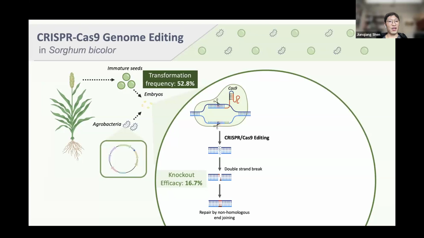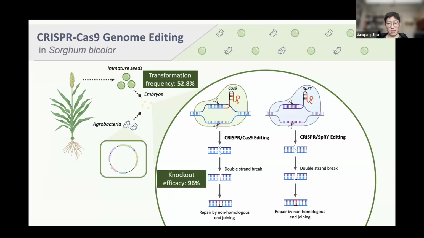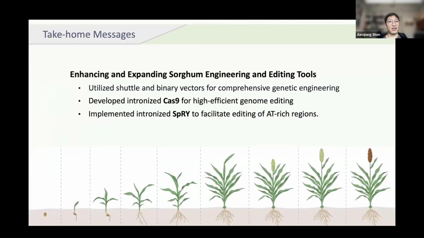Okay, here is a summary. We improved the editing efficiency from 17% to 96%, at least in monocistronic. We also developed a SpRY editing system. And the last slide is the take-home message. We utilized the shuttle and binary vector for genetic engineering, developed the intronized Cas9 for high-efficiency genome editing, and implemented the intronized SpRY to facilitate the editing of AT-rich regions.